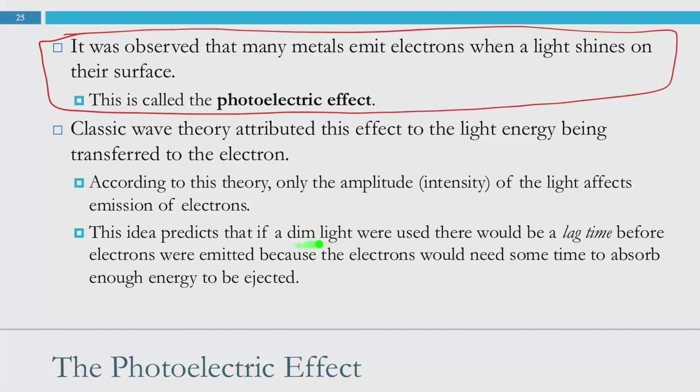So it predicts that if there's a dim light, then there would be some lag time before the electrons were emitted. So it would take some time. You'd have to hit it with light for a bit of time for the electrons to be emitted, because the electrons need time to absorb that energy. So you'd sort of be charging up the electrons with low energy light, and then they finally get enough energy and they take off.